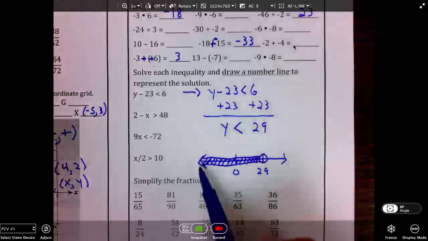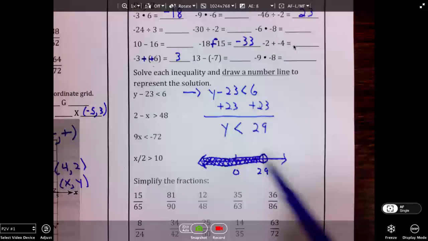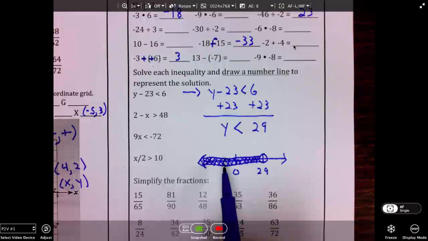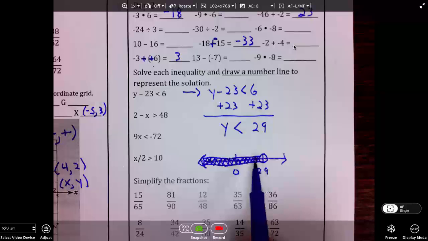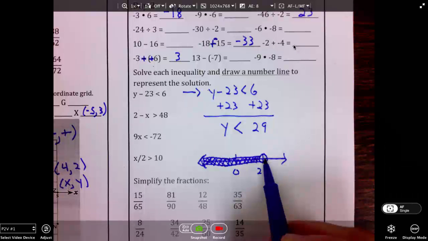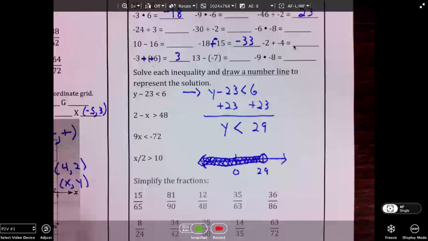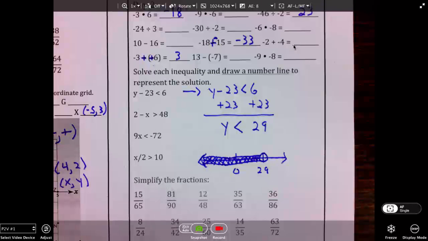All right. Our number line is indicating that we want all values less than 29. We have an empty circle on 29 because we can't actually be 29. If it were equal to 29, I would shade that value. This should help you complete Monday and Tuesday. There will be a separate video for Wednesday and Thursday.